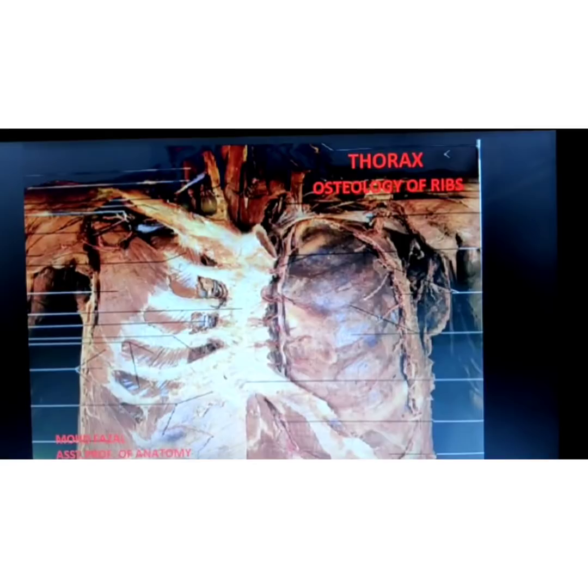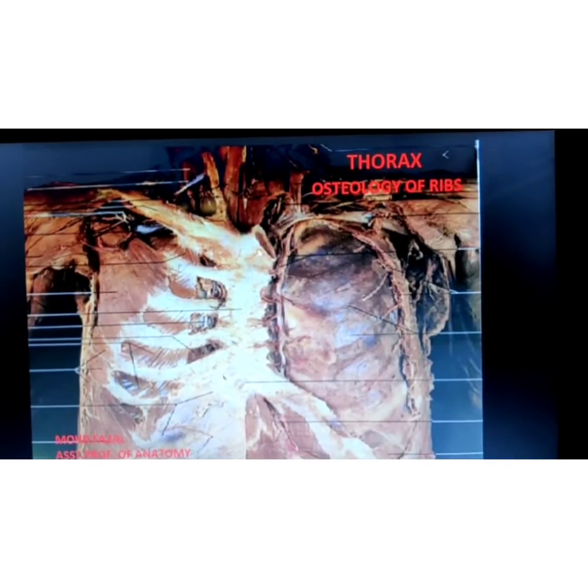Now, what are the main structures which are present in the thorax? Namely, we have the heart and lungs. They lie in the thoracic cavity. Apart from the heart and lungs, we have structures which are entering and leaving the thorax, namely the great vessels, the trachea or the windpipe, esophagus, and the thoracic duct.